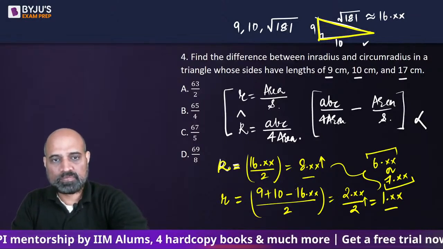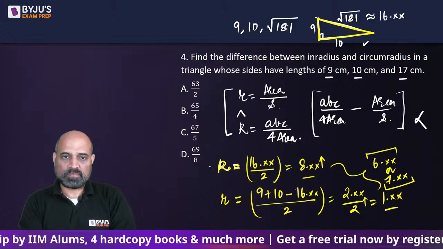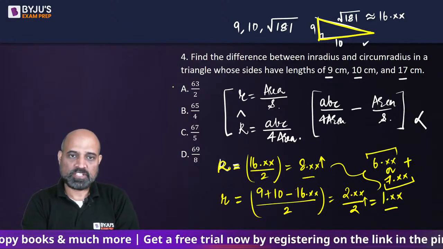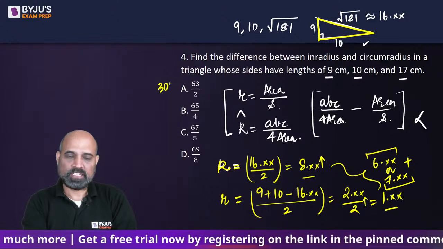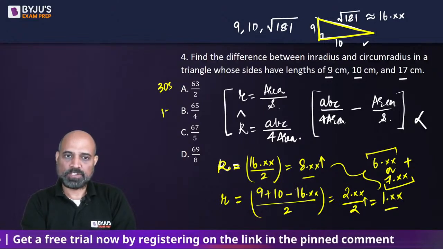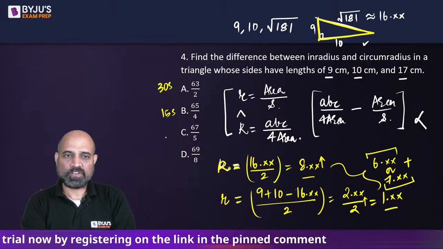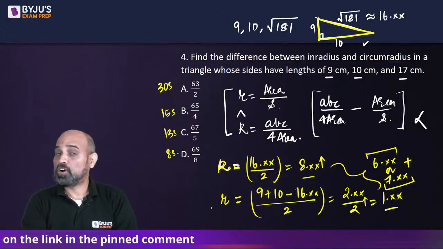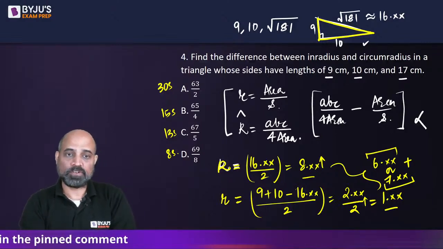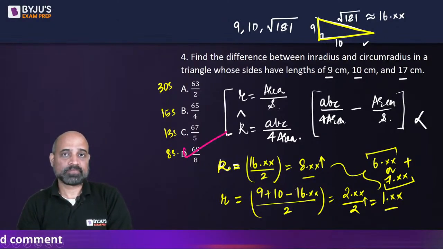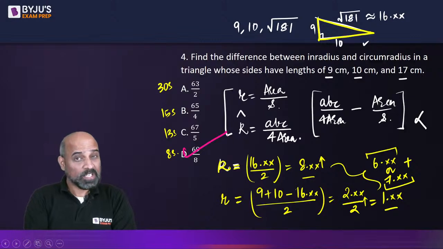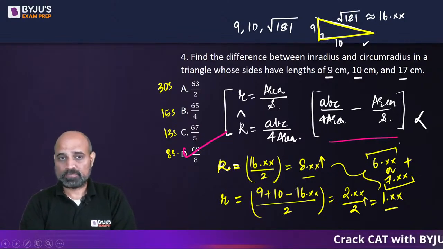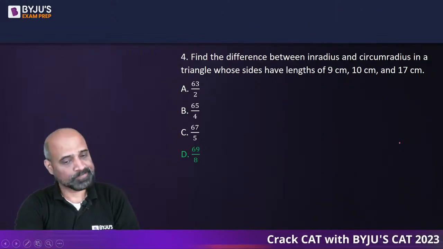तो इससे थोड़ा सा ज़्यादा होना चाहिए. Now 63 by 2 is 30s में, 65 by 4 is 15s में, 67 by 5 is 13s में, 69 by 8 is 8s में. So out of all the 4 options, I believe only D makes sense. So this was a little quicker than using this particular formula and solving it. So D होगा आंसर. ठीक है.